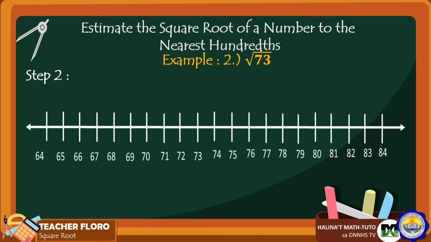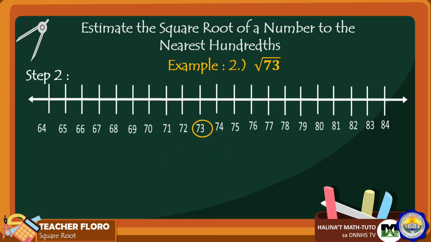Step 2. If we measure the distance of 73 from 64 on the number line, that would be 9 units, while the distance of 73 from 81 is 8 units. Since 73 is almost at the middle of 64 and 81, we must consider the decimal point probably is 0.5. This time, let's try 8.5, 8.6, and 8.7.